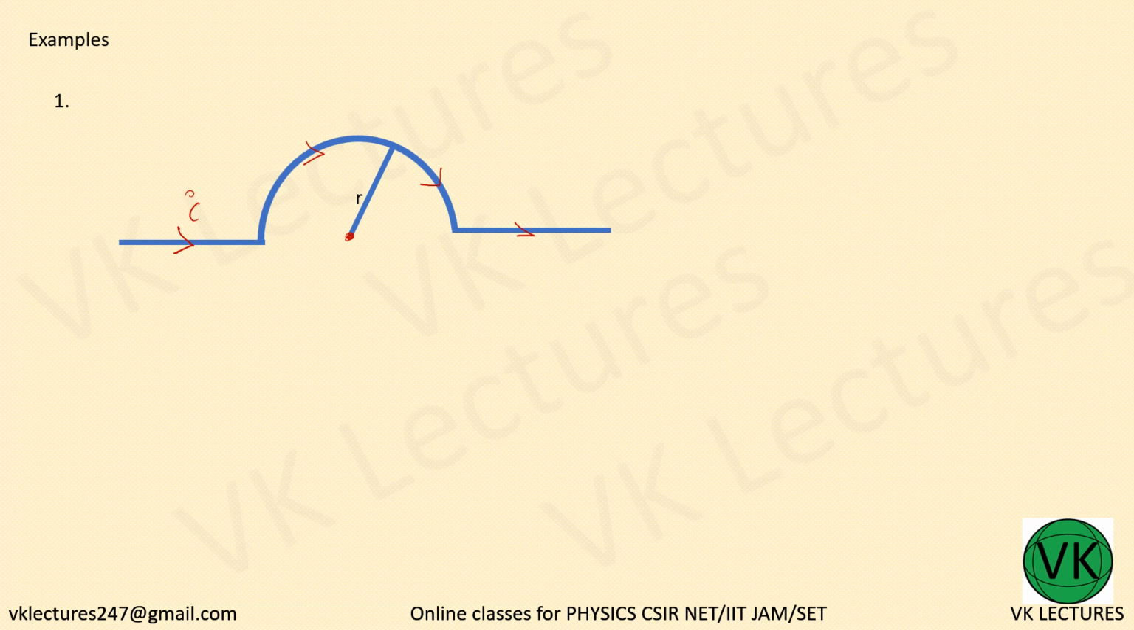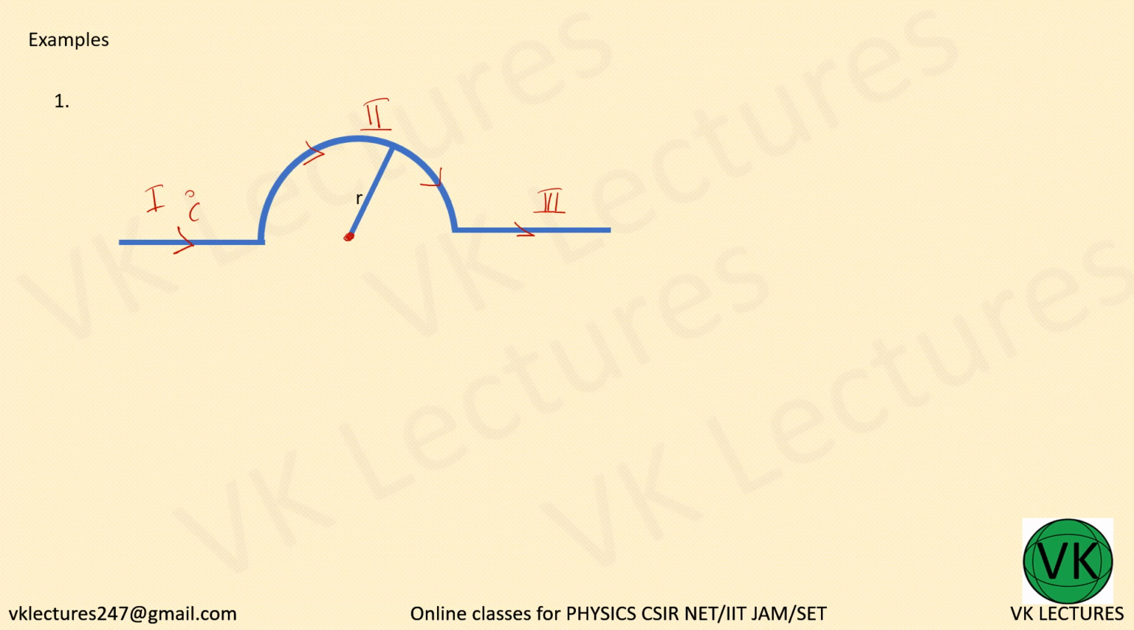We are going to find the magnetic field at this point, and r is the radius of this semicircle. We are just taking it as three parts here. This is the first part, a straight conductor. The second part is a semicircular current carrying conductor. Then again, the third portion is a straight current carrying conductor.